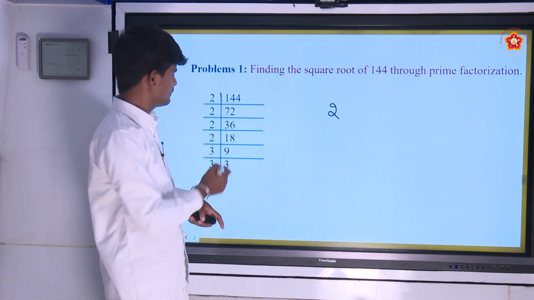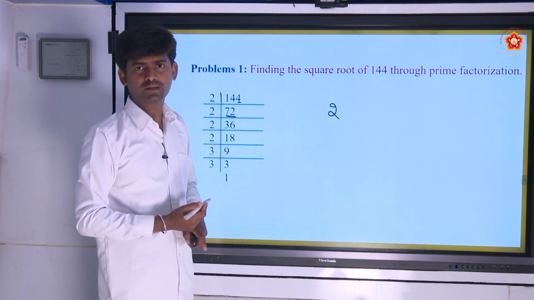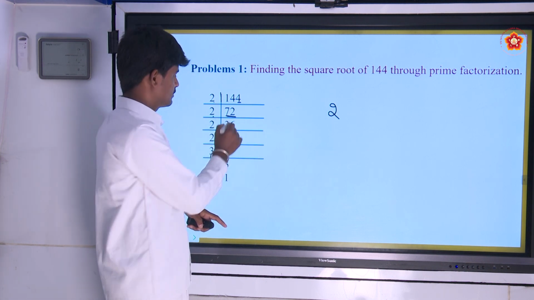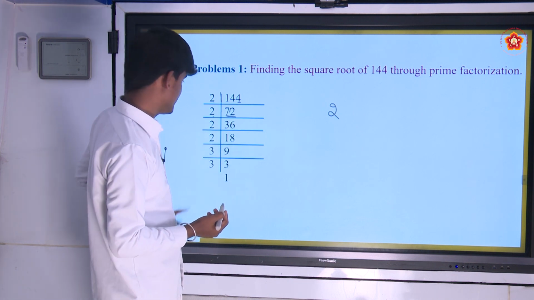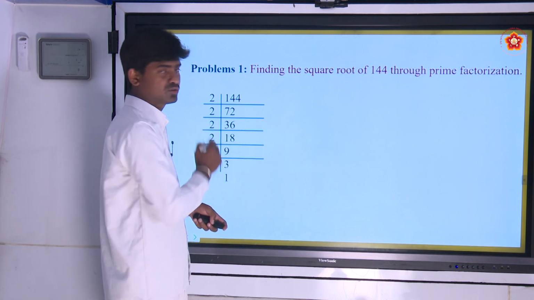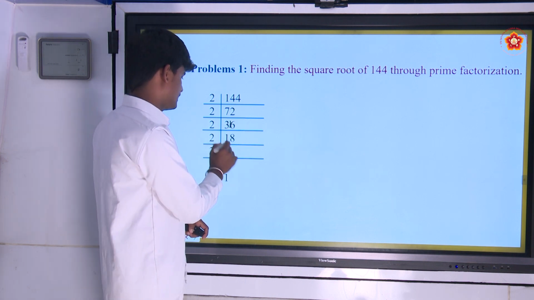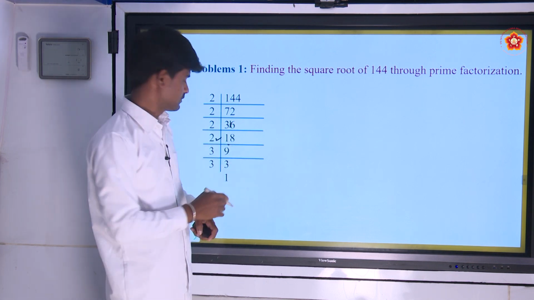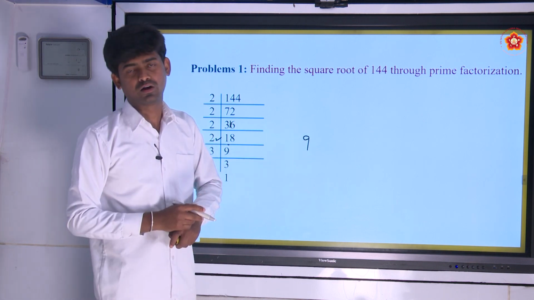2 sevens are 14, 2 twos are 4, so 72. 72 is an even number, so again it can be divided by 2. 2 threes are 6, 2 sixes are 12, so 36. 36 is also an even number, so it can be divided by 2. 2 ones are 2, 2 eights are 16, so 18. 18 is also an even number, so it can be divided by 2. 2 nines are 18. Now 9 is an odd number.